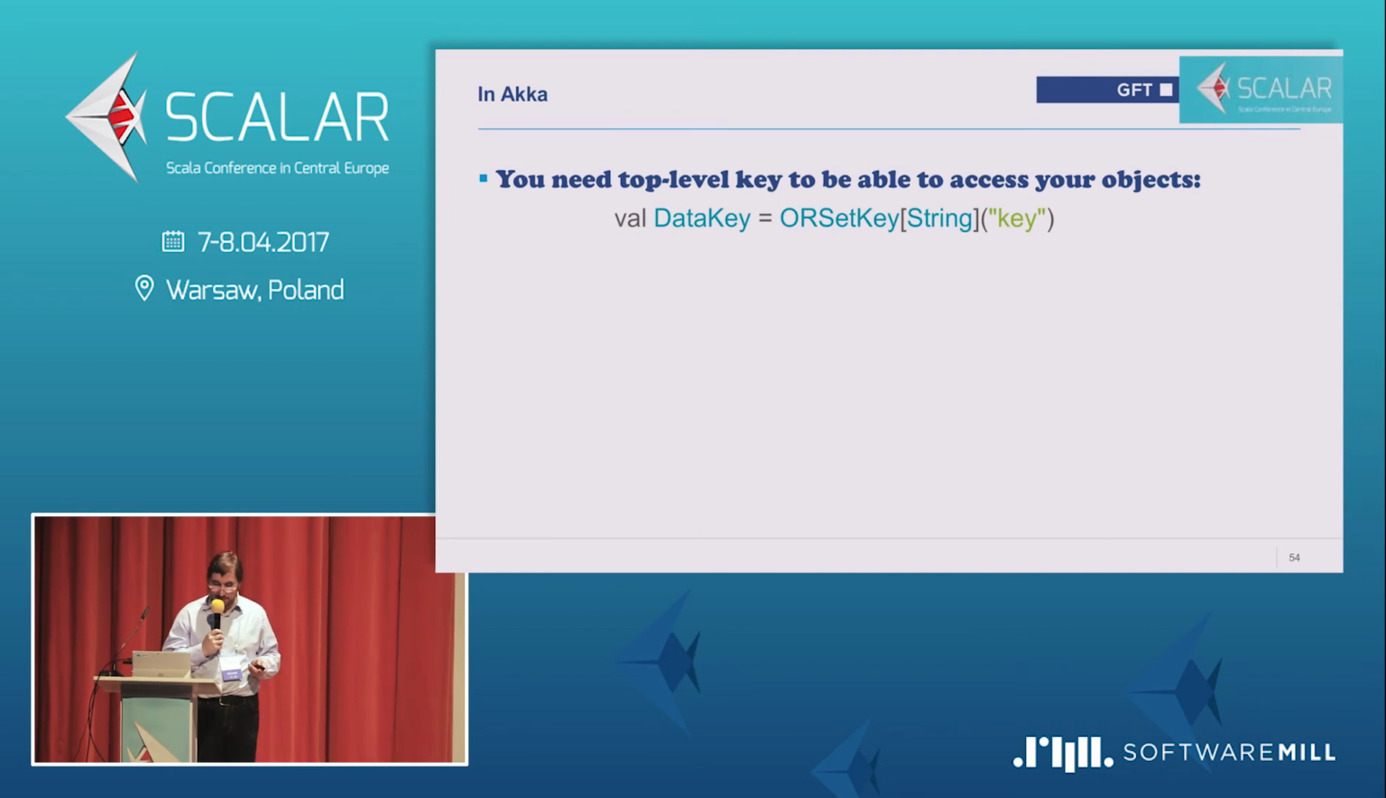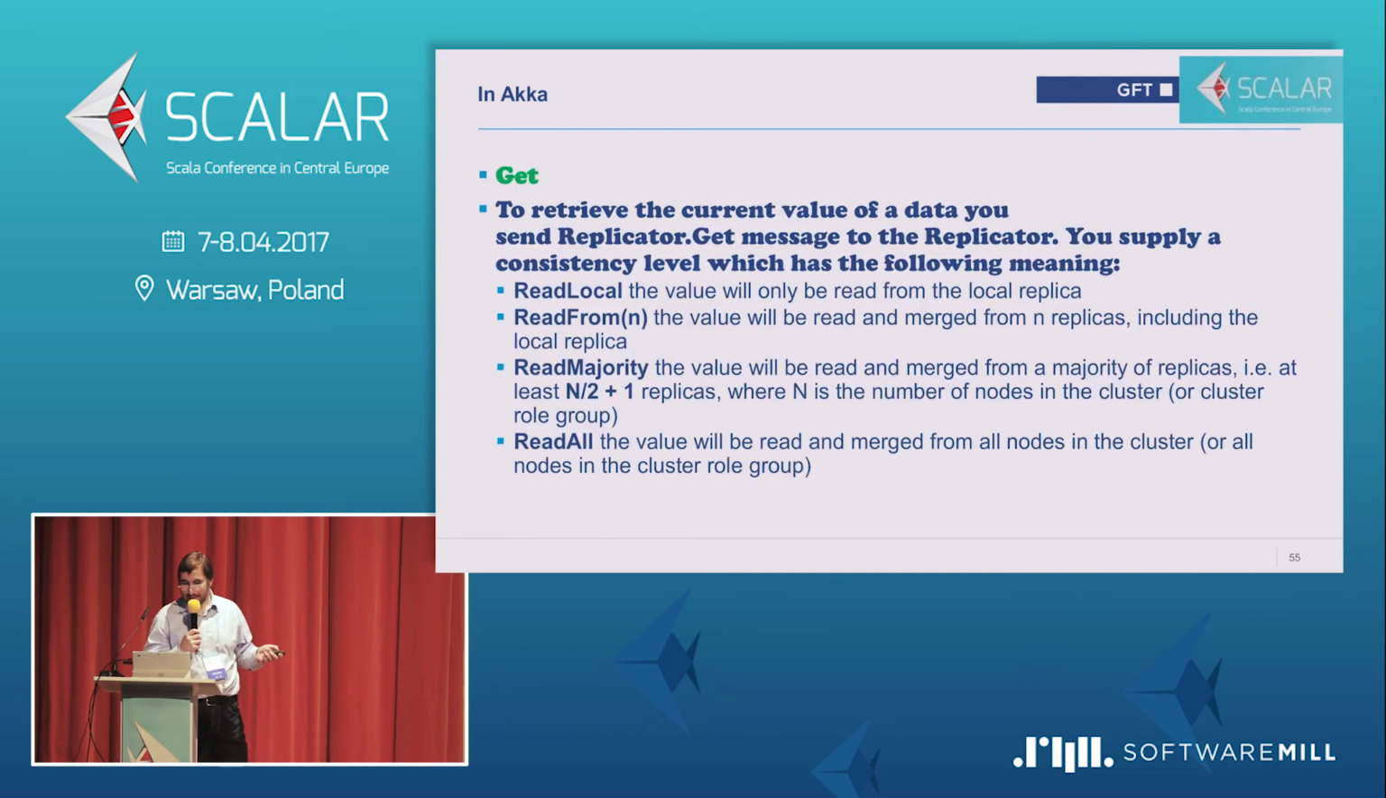All right, so we already started speaking about Akka. So in Akka, if you'd like to use CRDTs in Akka, you need a top-level key to be able to access your objects. It's just a naming facility. Naming is one of the big problems in computer science. Okay, the operations using Replicator, and there is some cleverness in here. So get is very simple.